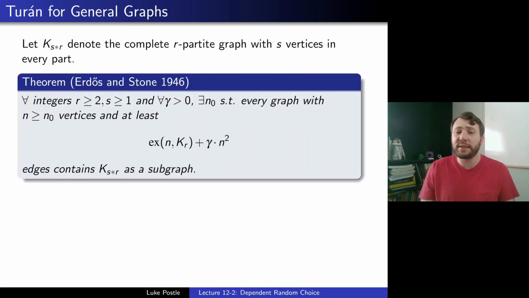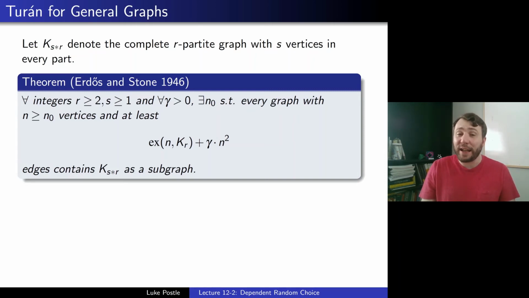So there's a famous theorem of Erdős and Stone, which I've also covered in my graph theory class, again with a link in the description below. For every integer r at least 2 and s at least 1, and for every gamma greater than 0, there exists an n_0 such that every graph with at least that many vertices and at least the Turán number of K_r plus gamma times n squared edges contains K_r(s) as a subgraph. So what is that saying? That's saying if you have just a little bit more than the Turán number of K_r, a quadratic amount of extra edges, then what do you get?